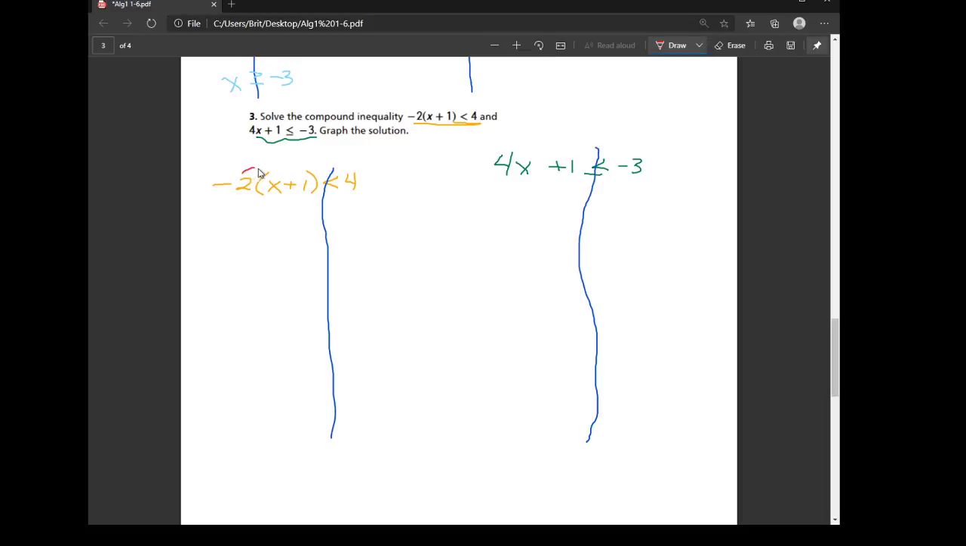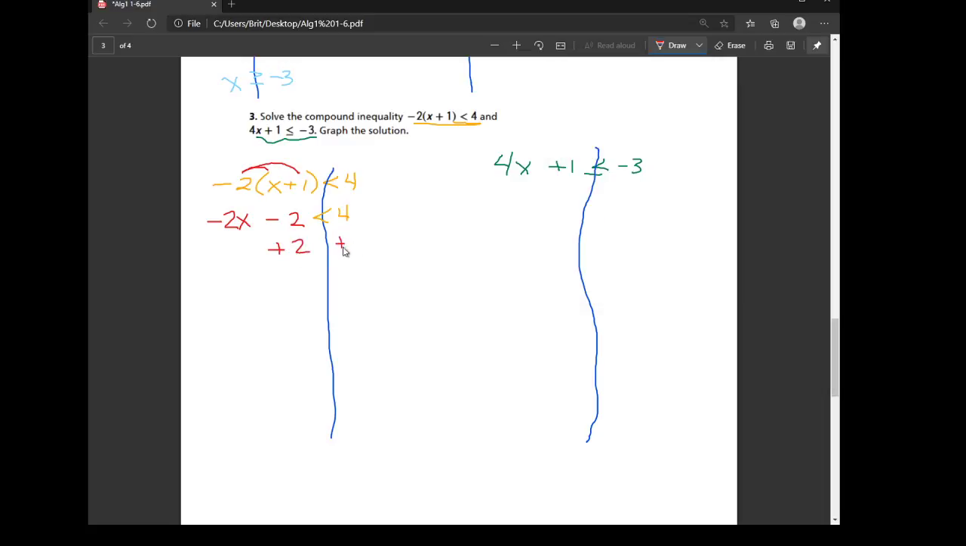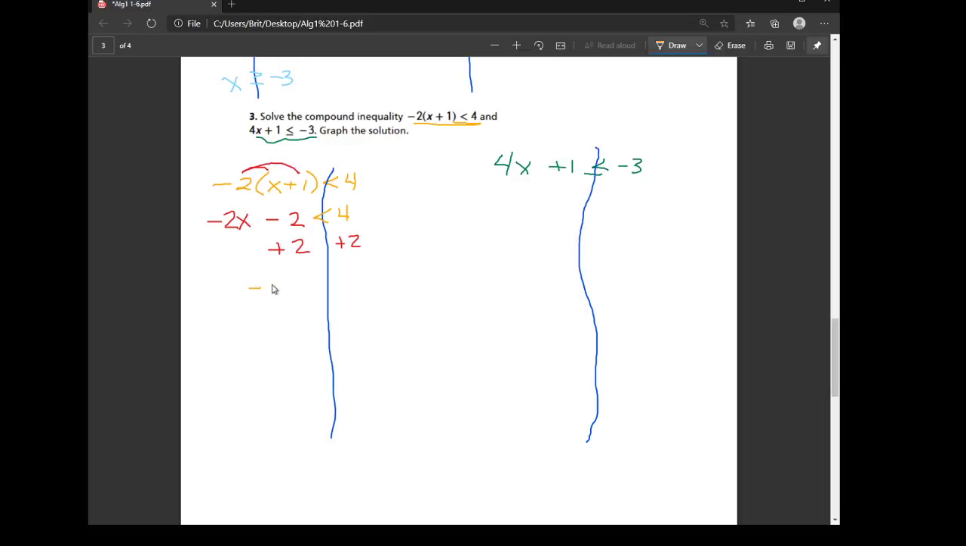Alright, first on this orange one, I need to use the distributive property to get rid of my parentheses. So negative 2 times x is negative 2x, and negative 2 times 1 is negative 2. And then I need to get rid of my addition or subtraction, so I'm going to go ahead and add 2 so that it's no longer on the left-hand side. So that leaves me with negative 2x is less than 4 plus 2, which is 6.